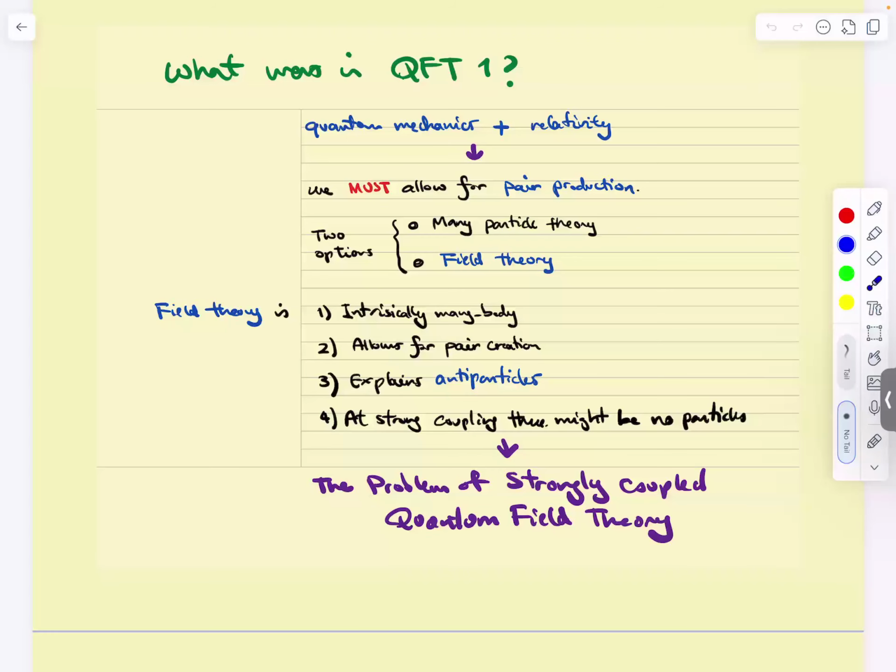All right, so this is lecture one of quantum field theory 2. And we'll start by reviewing what was in QFT1, what we discussed in QFT1.